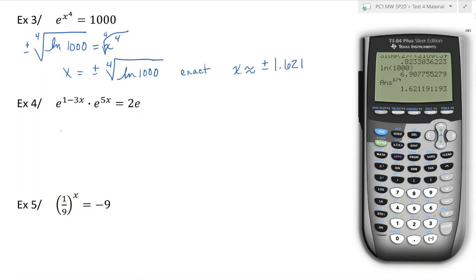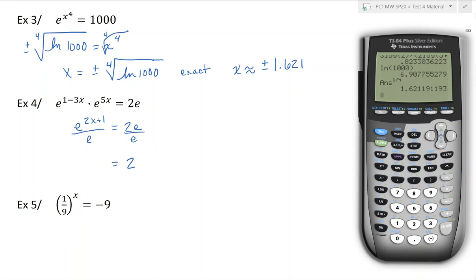On this next problem, you have a little bit of tidying up to do. We do have common bases of e, but we have to get these together on the left side. First, when you multiply numbers of the same base, you add the exponents. So this becomes e to the 2x plus 1, which equals 2e. Now I can divide both sides by e, and that way I'll have only e on the one side.